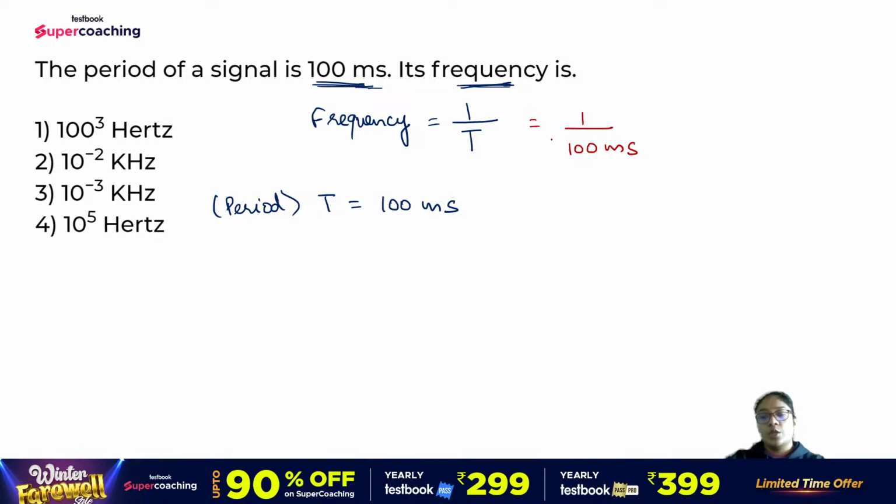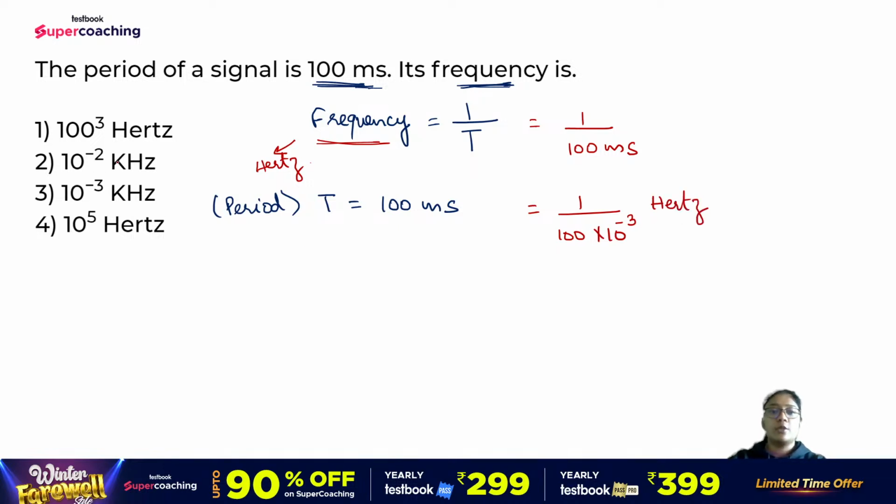Milliseconds. So expand this, milli is 10 raised to power minus 3 second. And we know that the unit of frequency is hertz. So whatever answer you'll be getting, that is in hertz. So it is 100 into 10 raised to power minus 3 hertz.